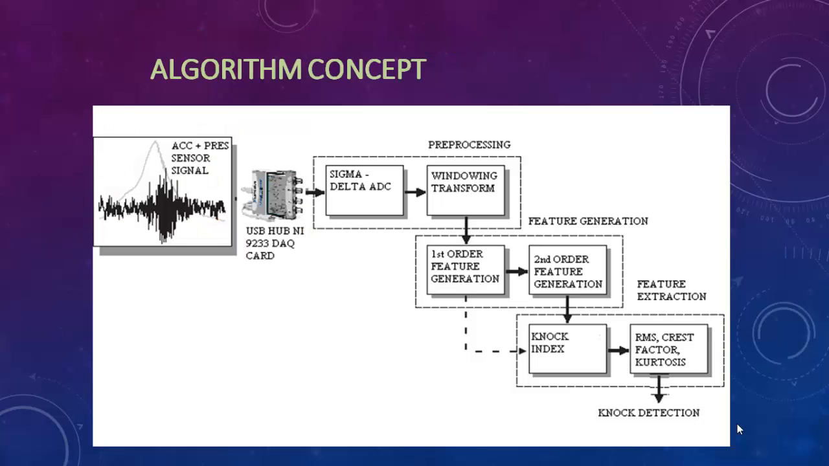This is the algorithmic concept. What we are doing over here, you can see that NI9233 is there. Instead of this we have used NI6221. Either way we can use any of the interfacing devices, and the sensor will be the accelerometer only.